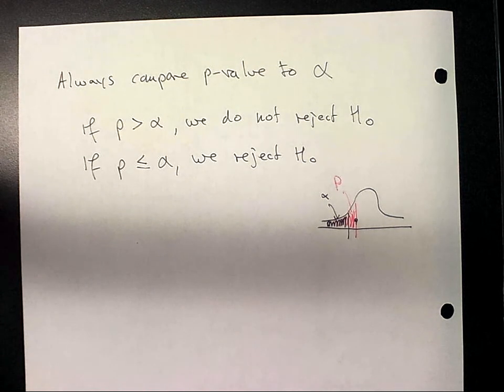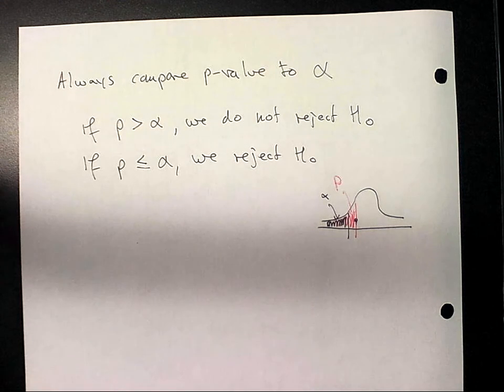So if our p-value is greater than alpha, which we have right here in this example, we're not going to reject our null hypothesis, because our test statistic has to be outside of our rejection region. Does that make sense? Everybody good with that? All right. If, however, our p-value is less than or equal to alpha, so it's either exactly equal to black or less than black, then we would reject our null hypothesis. Does that make sense?